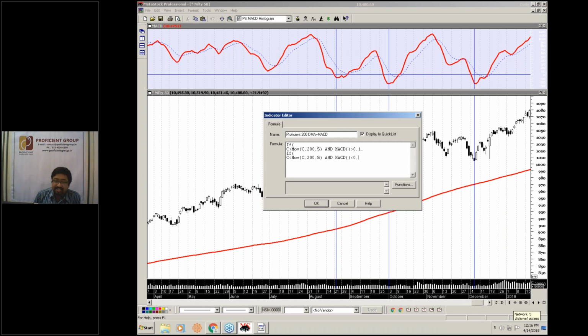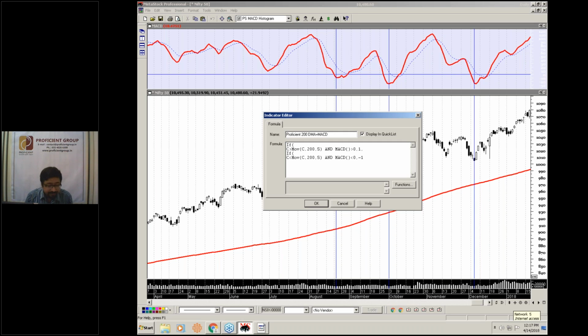Metastock will check first whether the uptrending part is satisfied, and if the uptrending part is satisfied, it will just give us the value of 1. And if the uptrending part is not satisfied, then Metastock will check if the downtrending condition is satisfied, and in case the downtrending condition is satisfied, Metastock will give us a value of -1, right?